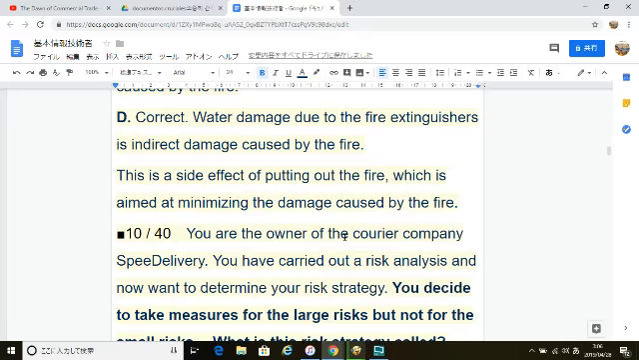D. Correct. Water damage due to the fire extinguishers is indirect damage caused by the fire. This is a side effect of putting out the fire, which is aimed at minimizing the damage caused by the fire.